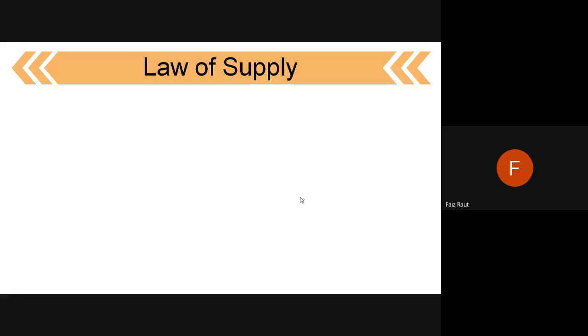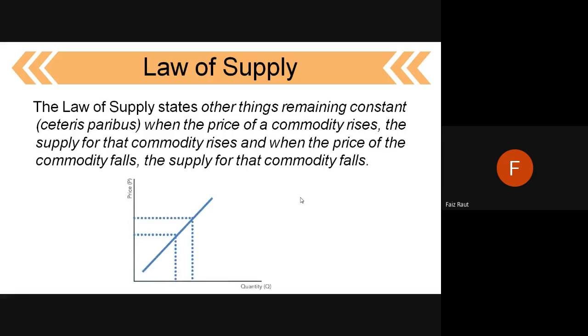Okay, then law of supply. Law of supply again. The law of supply states that, other things remaining constant, when the price of the product rises, the supply for that commodity rises, and when the price of the product falls, the supply for that commodity falls. Law of supply is from the producer's point of view, the seller's point of view, the supplier's point of view. What he will think is that he'll get a profit, he'll have a benefit from the supply. So the law of supply will be applicable for him.